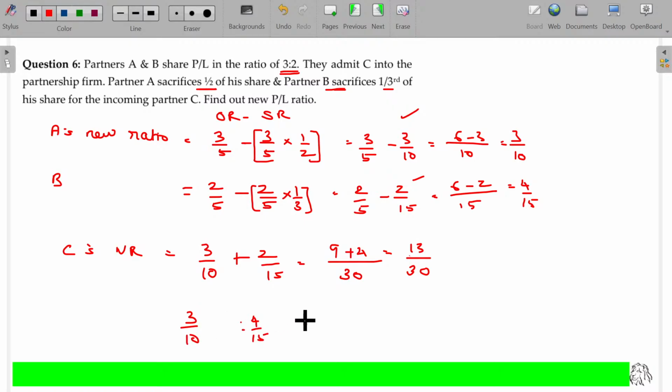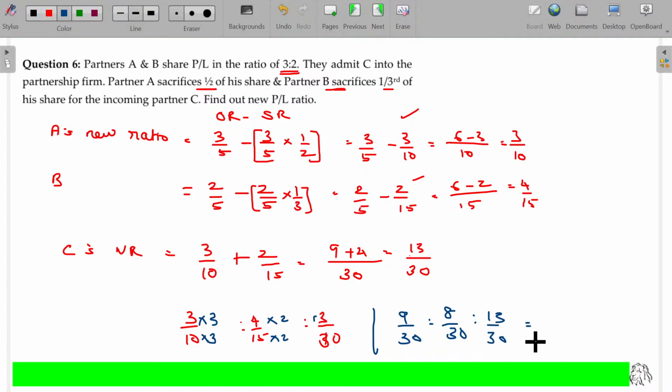Make all the denominators equal to the same number, 30. So here I multiply 3 in the numerator and denominator, here I multiply 2 in the numerator and denominator. So 9/30, 8/30, 13/30. Cross verify: the sum of the numerators should be equal to the denominator. Of course, then you can write simply this way.